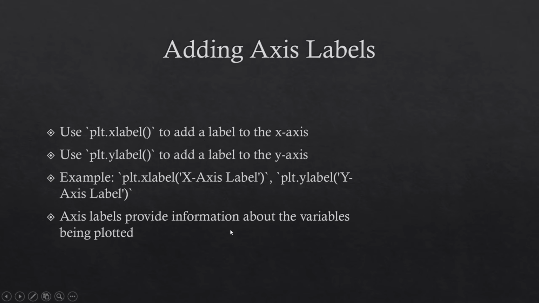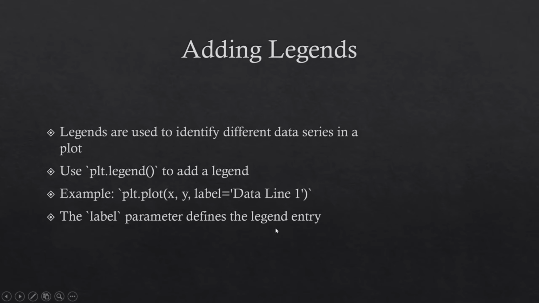Use plt.xlabel to add a label to the x-axis. Use plt.ylabel to add a label to the y-axis. Example: plt.xlabel('X-axis label'), plt.ylabel('Y-axis label'). Axis labels provide information about the variable being plotted.